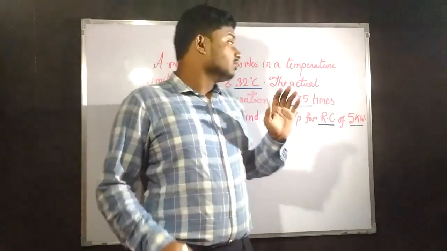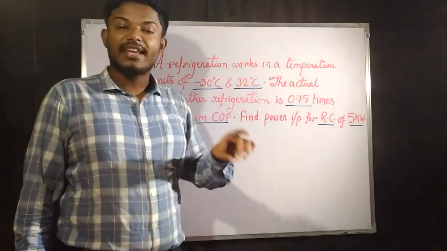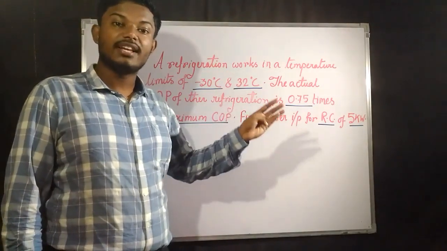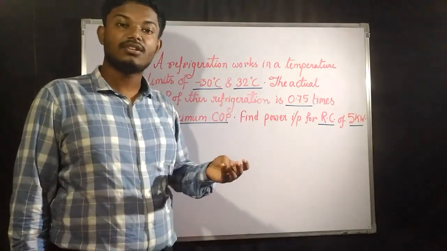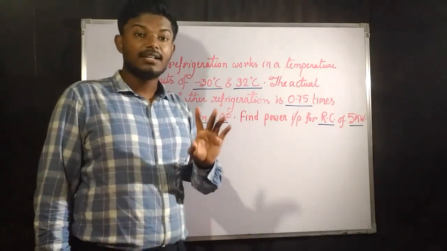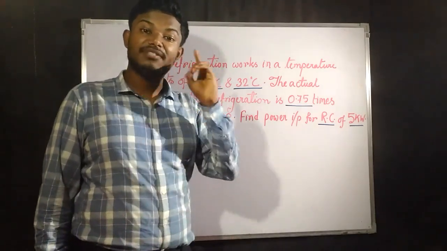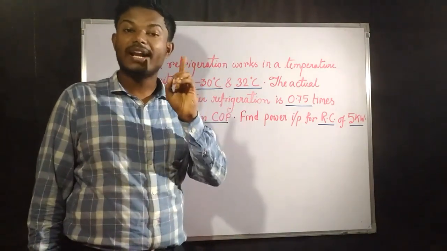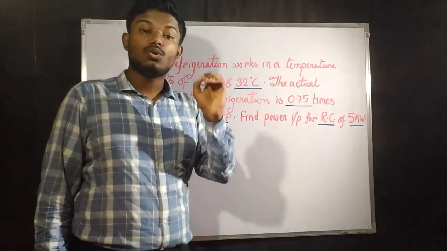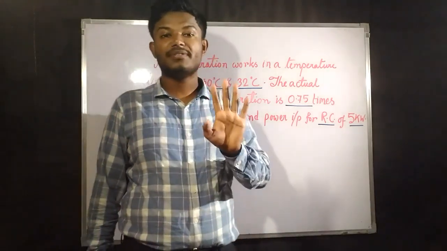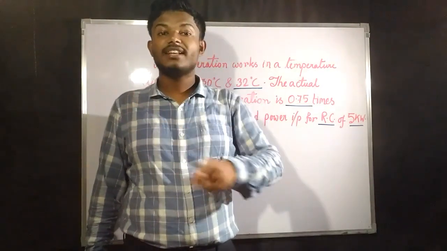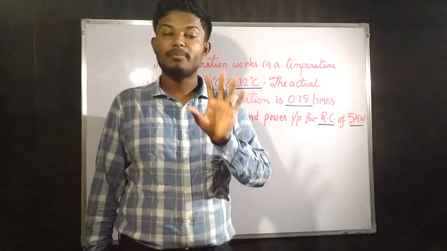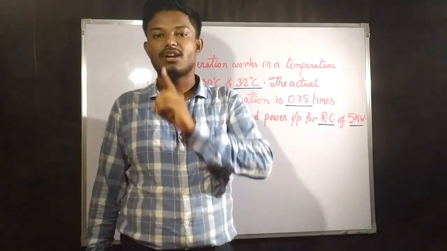Now this refrigeration is running on a cycle, but they did not mention which cycle. It could be Carnot cycle, reverse Carnot cycle, reverse Brayton cycle, or any cycle. But we also know that the maximum efficiency and the maximum coefficient of performance are given by only one ideal cycle, the Carnot cycle. Carnot cycle gives the maximum efficiency, and similarly the reverse Carnot cycle gives the maximum coefficient of performance.